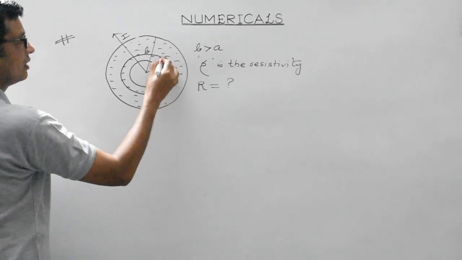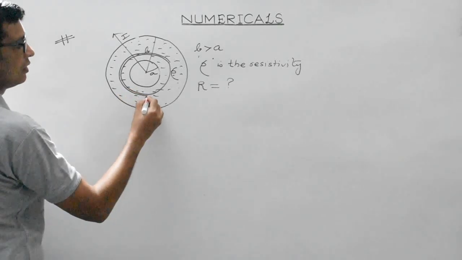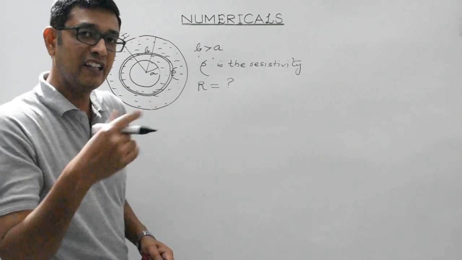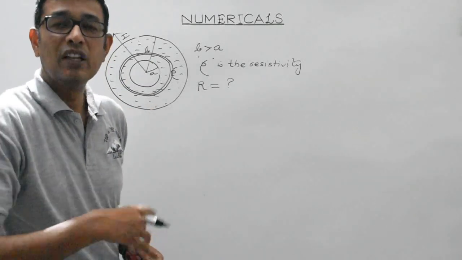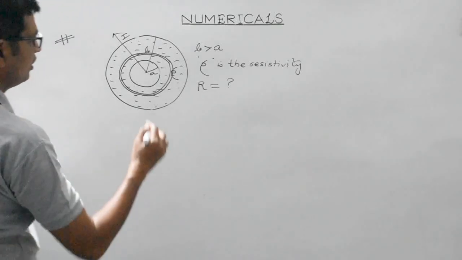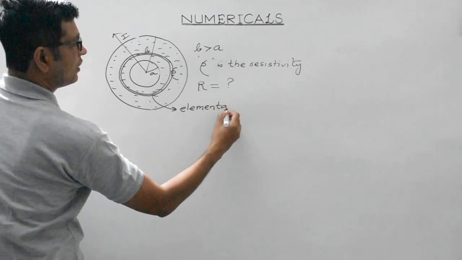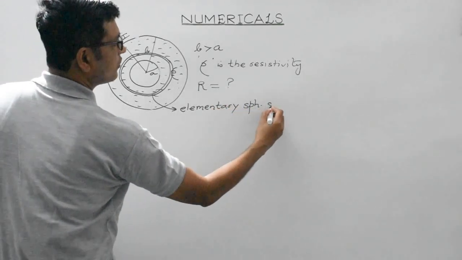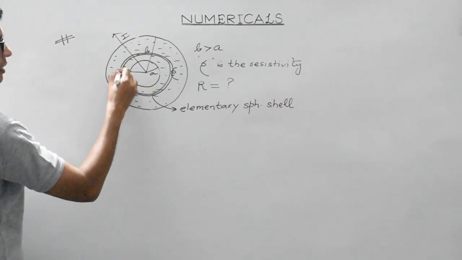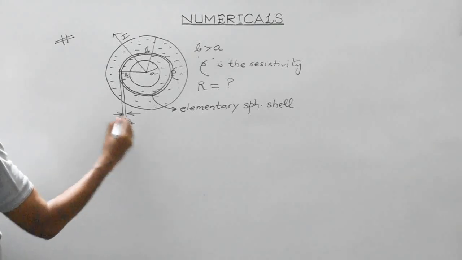say of thickness dr. This is an elementary spherical shell. We'll try to first find out the resistance offered by this elementary spherical shell, and then integrate it by taking suitable limits. That will give us the resistance offered by this entire conductor in the form of concentric spherical shells. Say it has radius r, and its thickness is, suppose, dr.